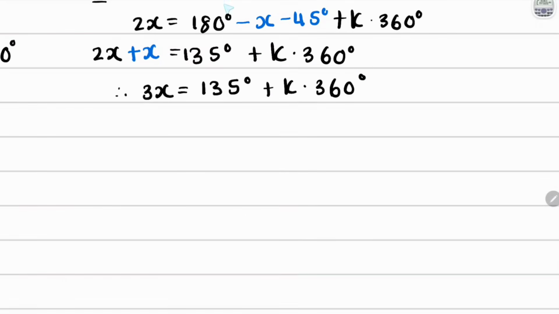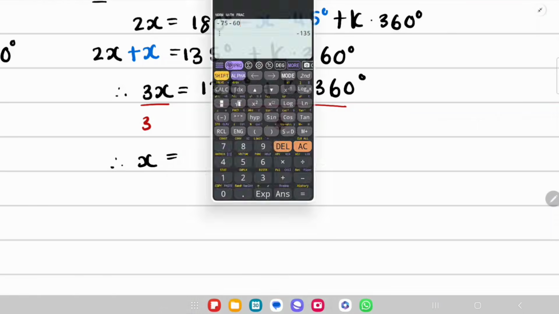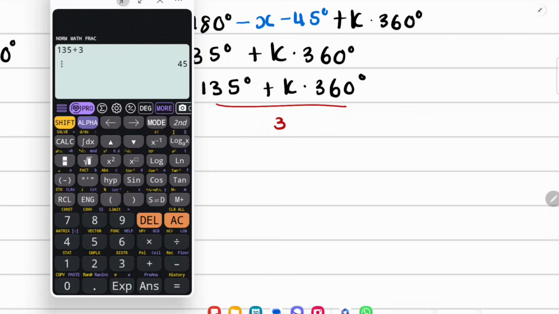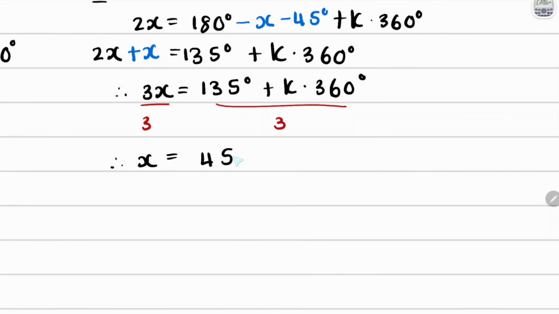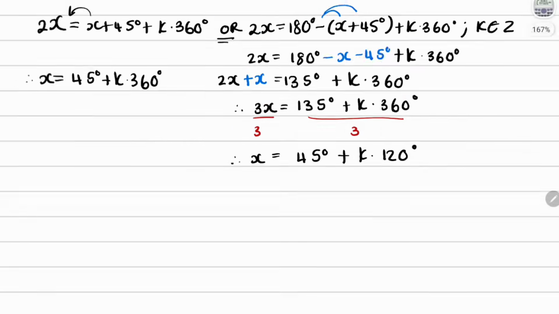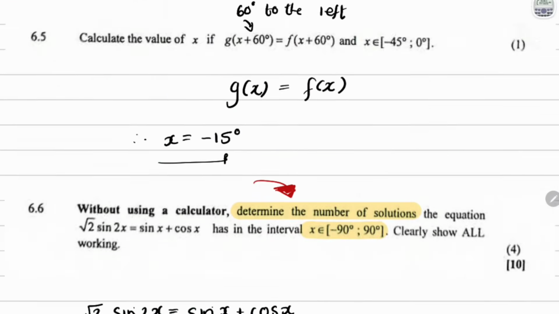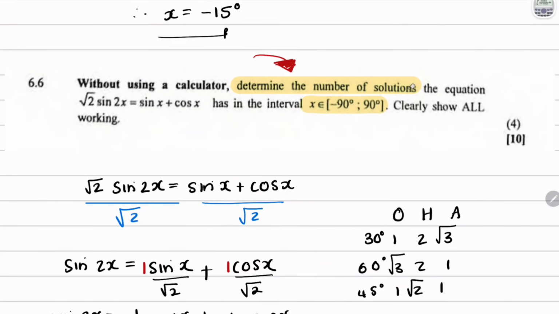So you see here, to solve for x, you need to divide both sides of the equation by 3. So x is equal to, what's 135 divided by 3? I think it's 45. Yeah, 45. So we have 45 degrees, and you must also divide the k 360 by 3, which is k 120 degrees. So these are our two solutions. But we're not done, because this is such a long question. They said determine the number of solutions, so we still need to find the solutions we will have within this interval.